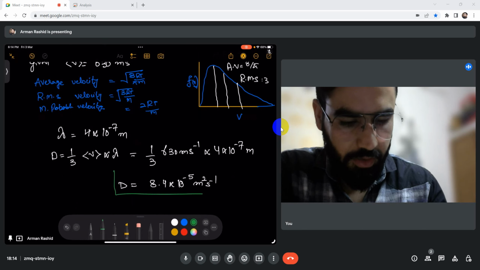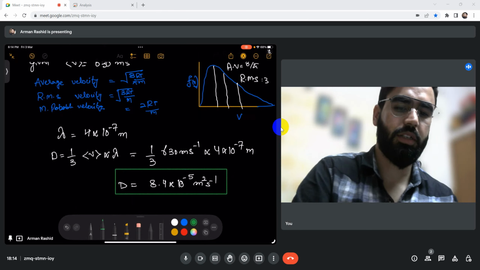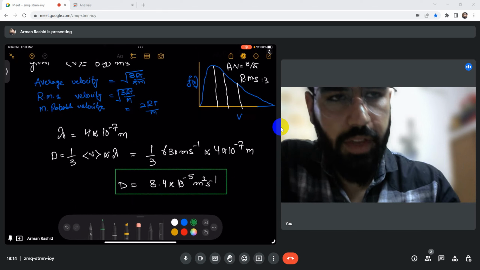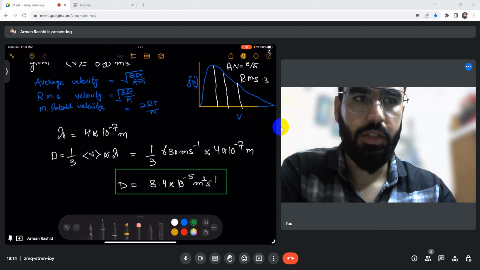Very easy to calculate. You don't need to remember, just get the physical significance of the different equations, what the equations are related to, and by this you can solve the question.